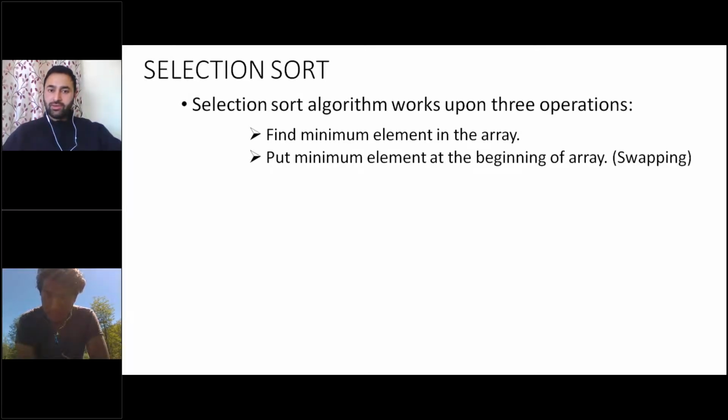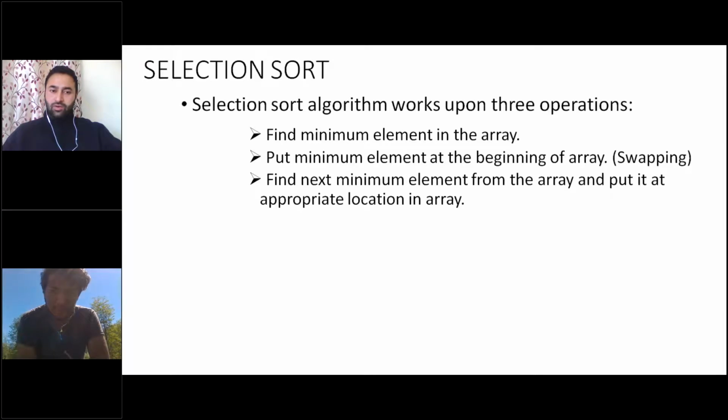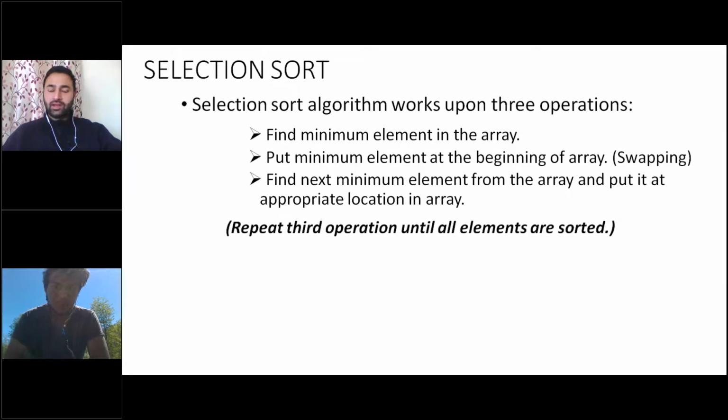First of all, find the minimum element and then place that minimum element at the beginning of the array. Okay, what is the third operation? Now find the next minimum element from the array and also put that element at the appropriate location in this array. And you have to repeat the third operation until all the elements are sorted. This is the logic behind selection sort.